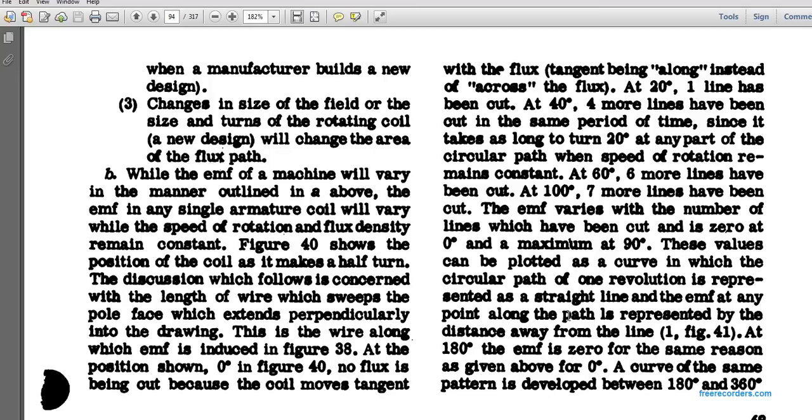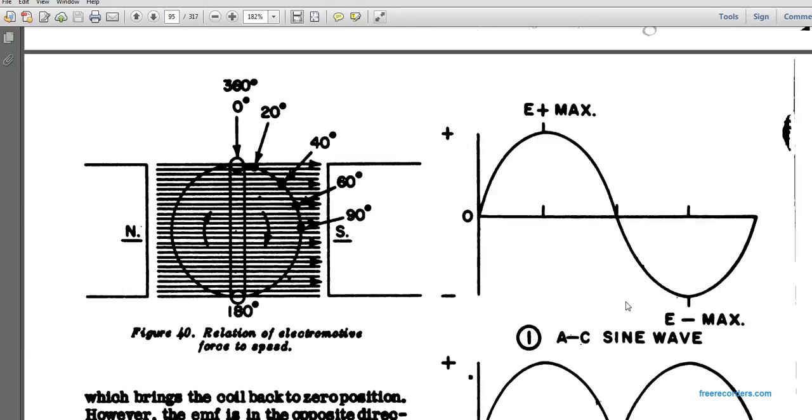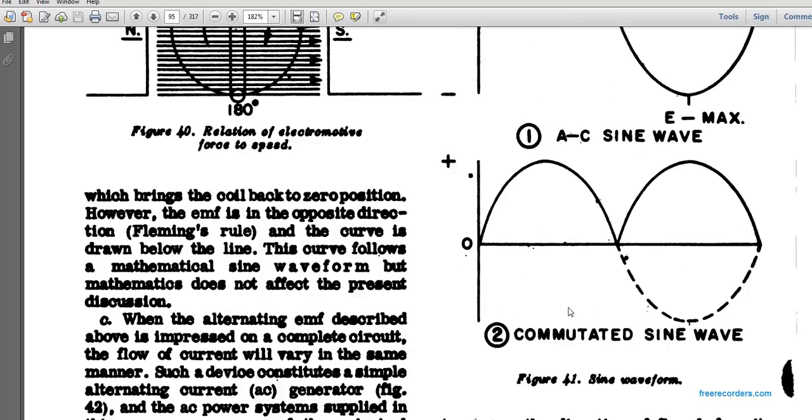At 180 degrees, EMF is 0. The same reason is given for the 0. A curve with the same pattern is developed between 180 and 360 degrees. The 360 degrees takes in 20, 40, and 60 electrons. The electromotive force to speed, the Emax, is the AC sine wave and then the commutated sine wave.